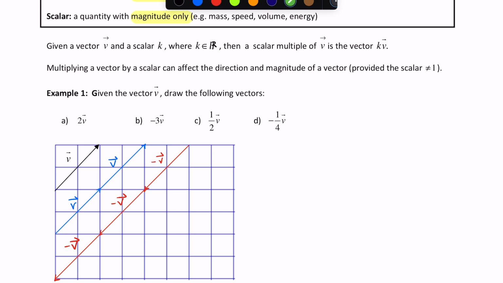For c, we have half of vector v. In terms of vector v, it expands through these two boxes, so for half of vector v, it'll only cover one box here. And then finally, we have negative 1/4 vector v. Again, direction is changed, and it's 1/4 of the original vector. It would look something like that.